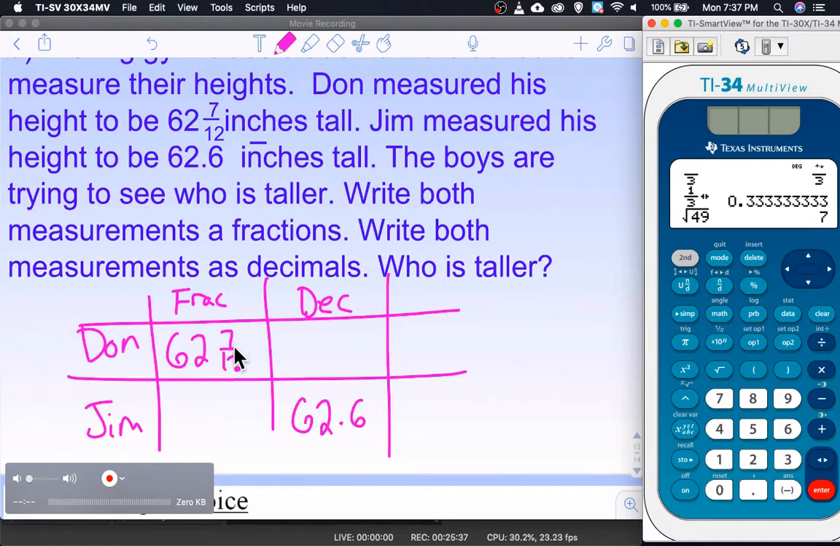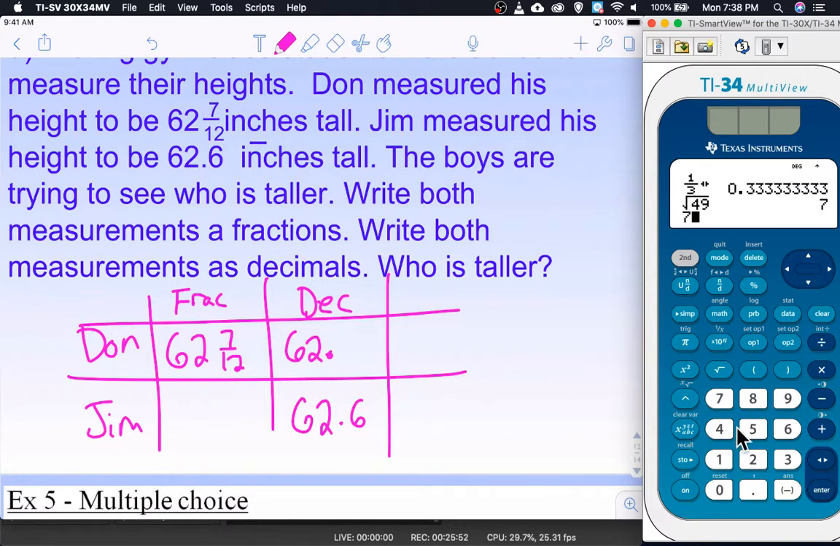So to change this fraction to a decimal, I'm going to figure out what 7/12 is as a decimal, because I know it's going to be 62 point something. That's my whole number. But 7/12, 7 divided by 12, or you could do 7 fraction 12 and then convert, is 0.583 repeated.